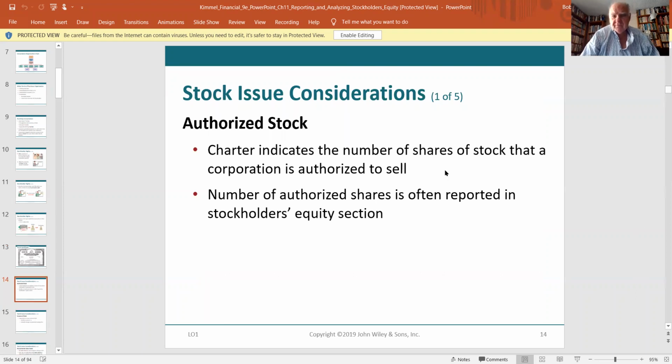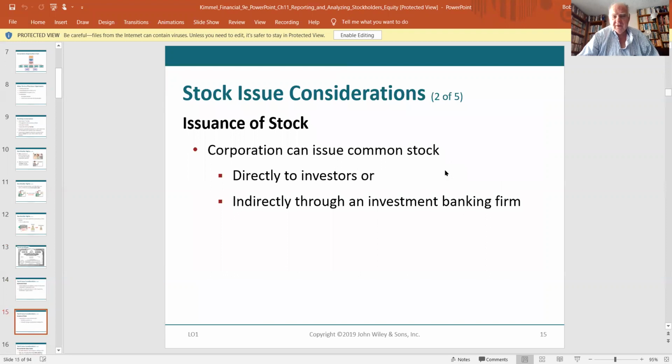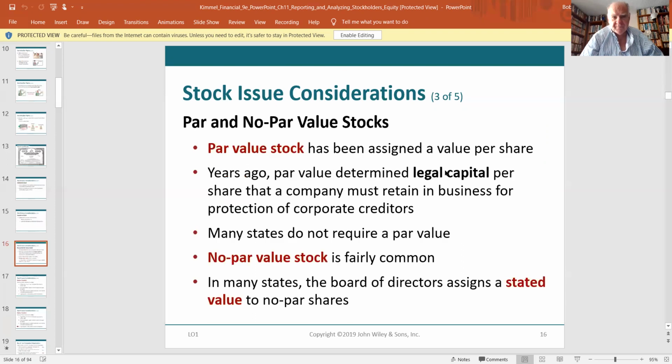Authorized shares. The state will limit the number of shares that you can offer to the public. I don't know how they come up with the decision, but they'll say you can offer 1 million shares of $1 par, say. So, authorized shares. The issued shares are the ones that have been sold to the public in the IPO, the initial public offering. The corporation can issue common stock directly to investors or indirectly through an investment banking firm. For our purposes in this course, we're saying we're going directly to investors. So those are issued shares, the ones that have been sold to the public.